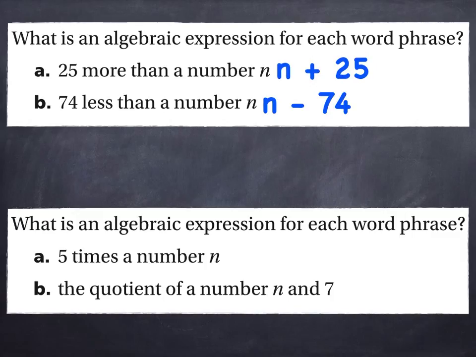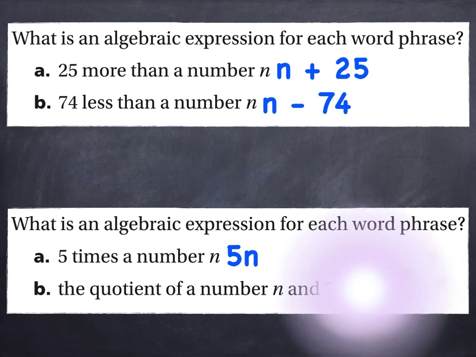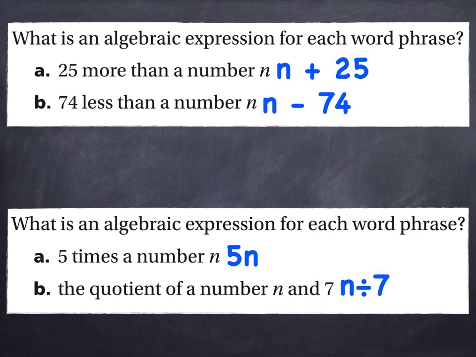The next example asks the same question. What is an algebraic expression for each word phrase? A is 5 times a number n. Times a number indicates multiplication, so it would just be 5n or 5 times n. And then B says the quotient of a number n and 7. Quotient means to divide. Leave the order the same, and that would give you n divided by 7. These were pretty basic one-step or one-operation problems.